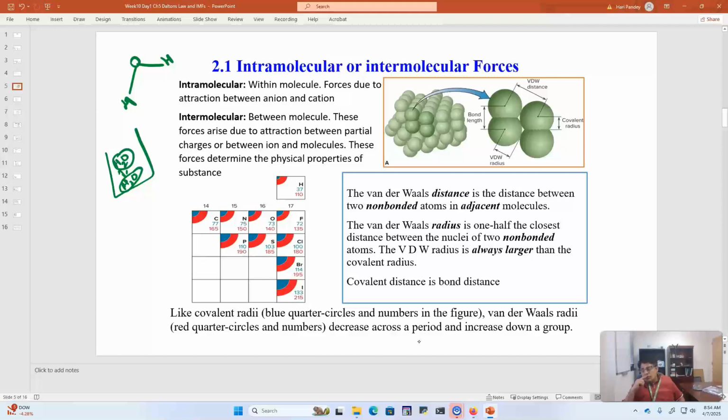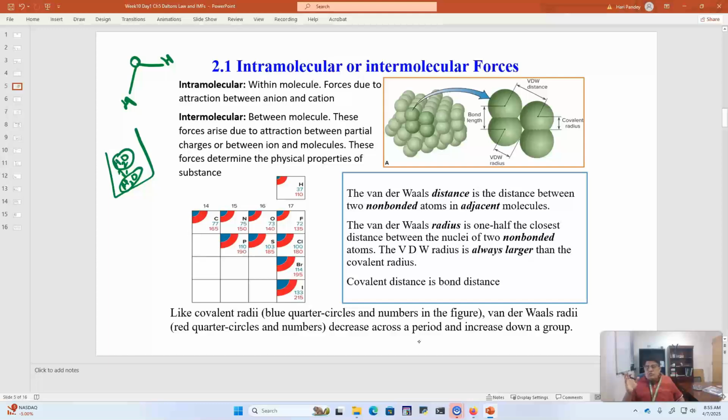So the intermolecular force, the force between two molecules, determines the phase, whether it is solid, liquid or gas. The physical property of the material is determined by the intermolecular force. Something is liquid because of the intermolecular force, the attraction between the two molecules. Something is solid because of the attraction between two molecules. So these intermolecular forces are forces between molecules, and they are generally attractive forces.